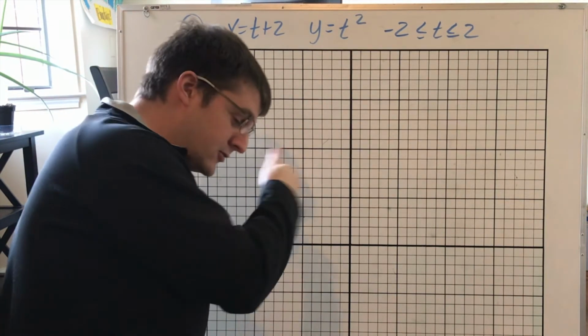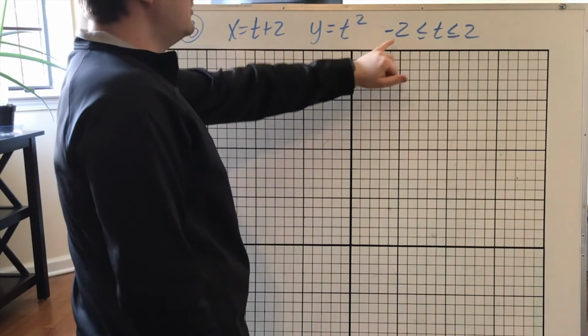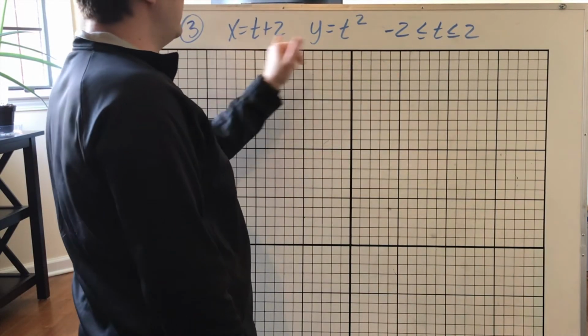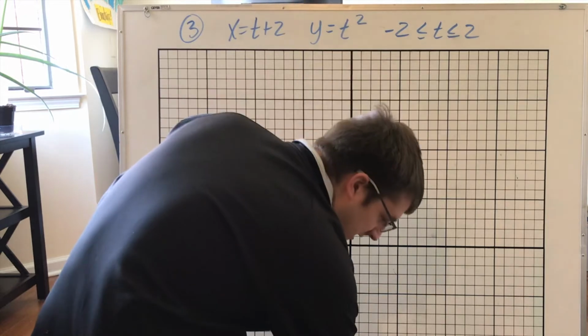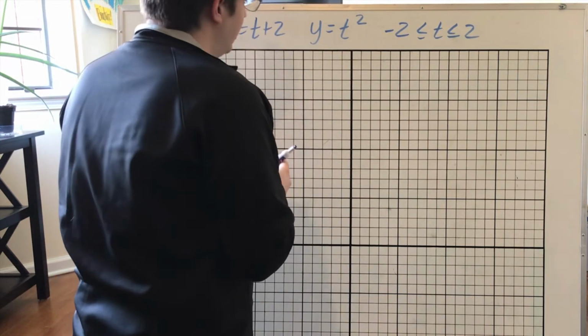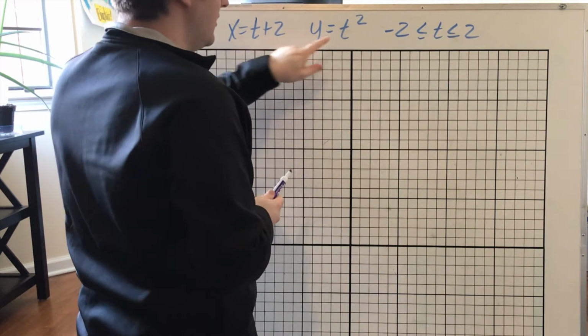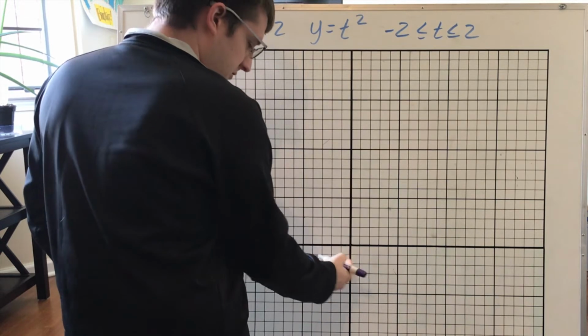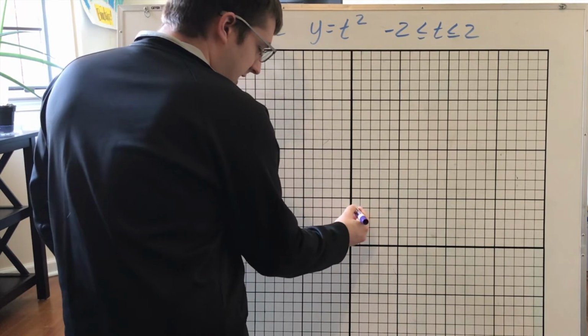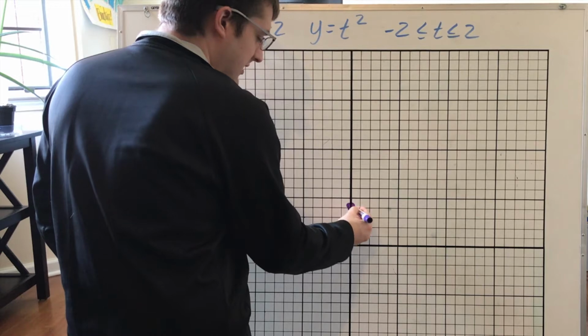Yeah? Okay, cool. So what I'm basically going to do is just plug in -2 into both of these two equations here and get a point for that. So let's see, I'm pretty sure I get 0, comma 4. Okay, so I'm just going to figure out where that is. I'm going to put a big old point right there.